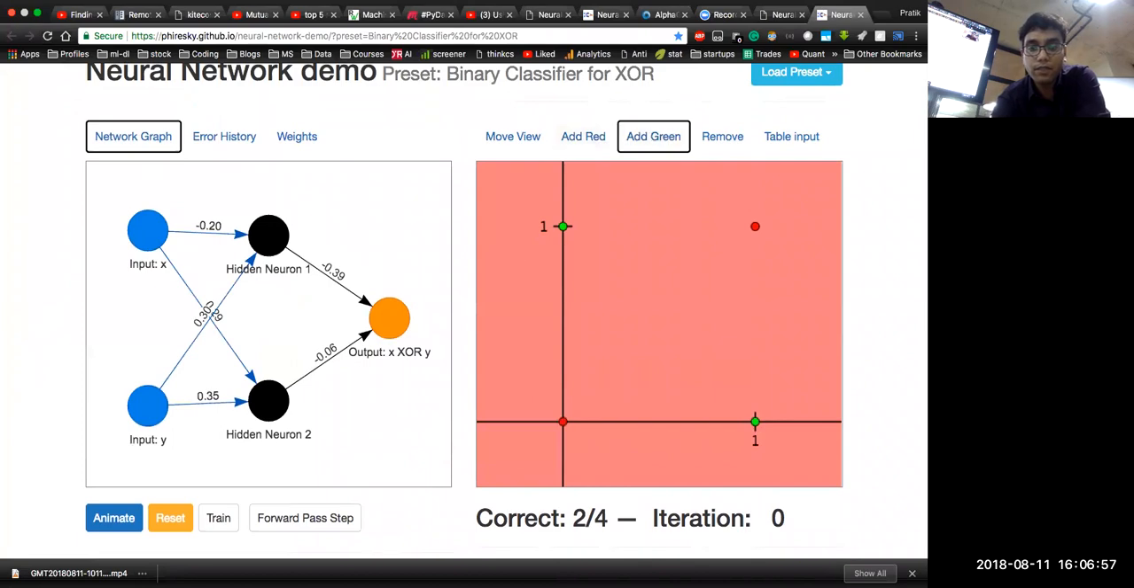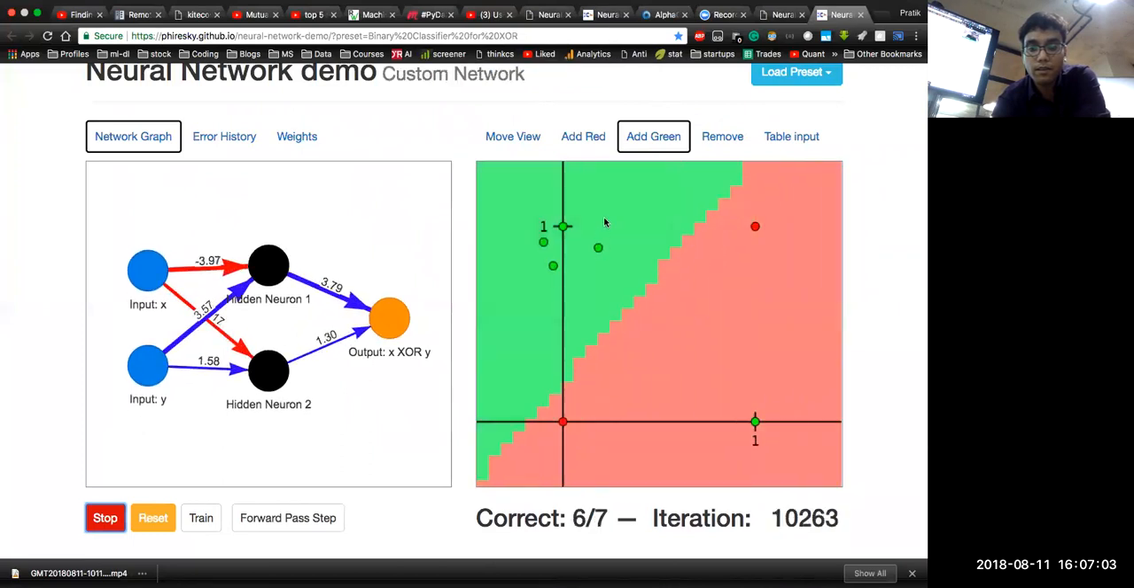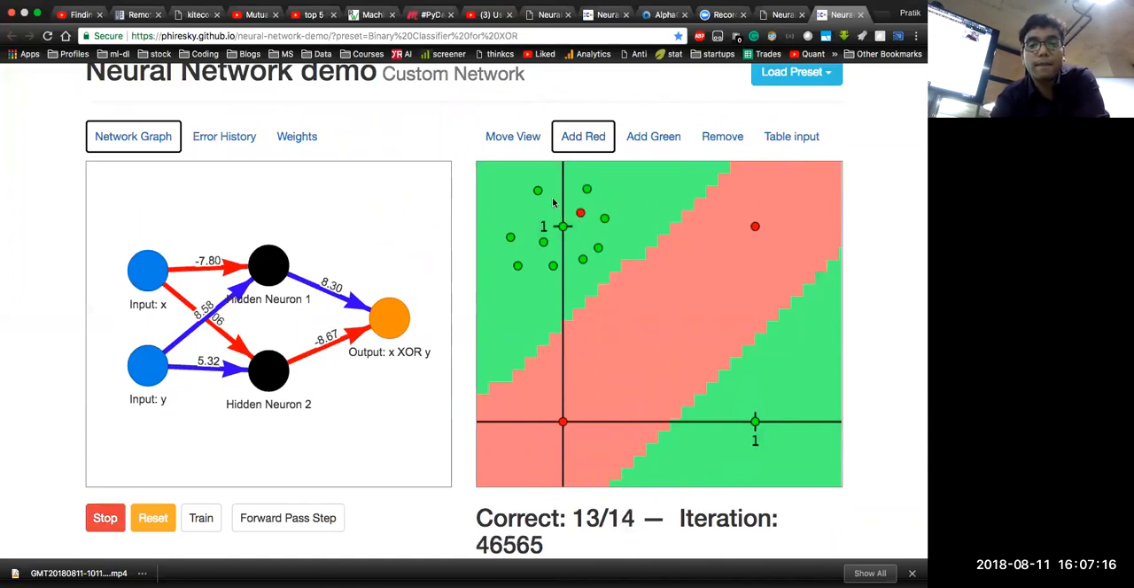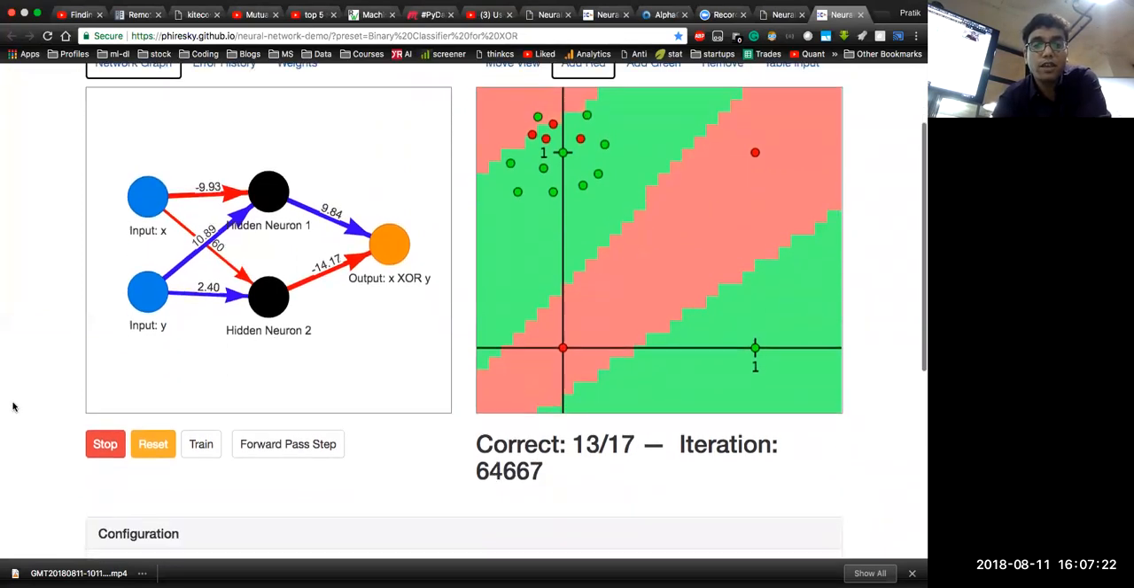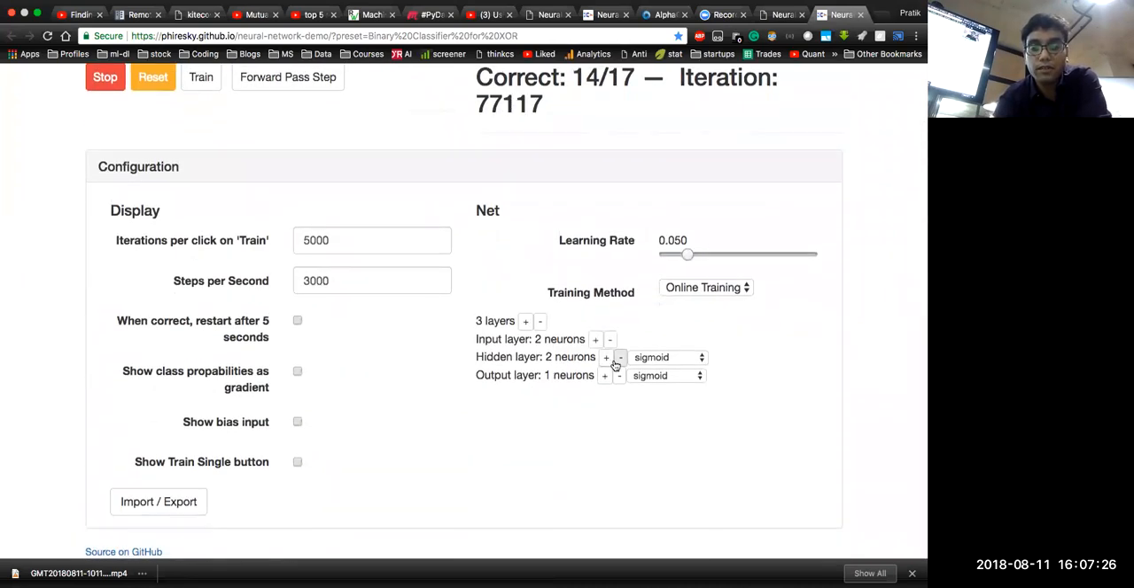I'll add more green. So I'm trying to put a red between the green and see how it behaves and whether it can map it or not. And I'll increase the neurons on the hidden side and see if that makes a difference. So currently I have 2 neurons and I'm going to increase the neurons over here.